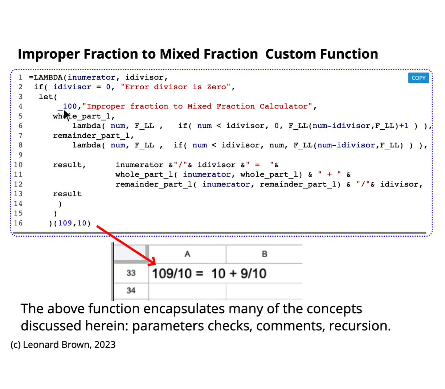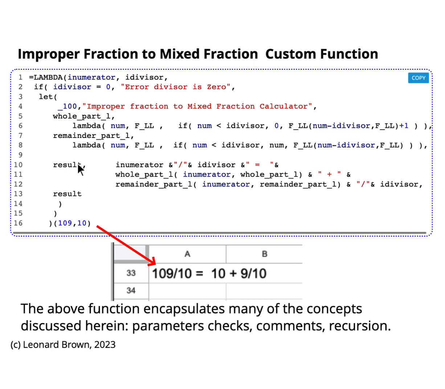And the first variable assignment of the let is a comment. I'm using label underscore 100, which is a valid label in Excel Lambda, as well as Google Lambda. And I have a string, and the string just tells you what this function does. This is a wise thing to do, so if somebody looks at a function, they know exactly what it does. And here I have the whole part recursive function, which I discussed previously, and I have the remainder part recursive function, which I discussed previously.